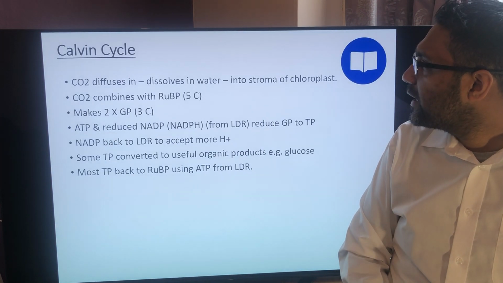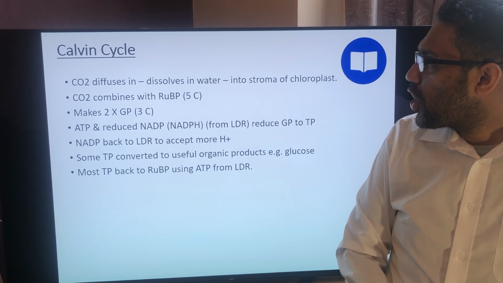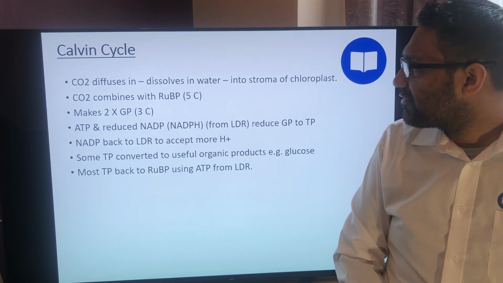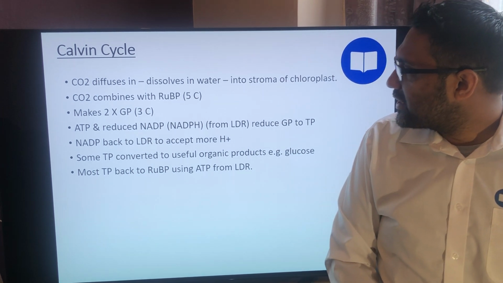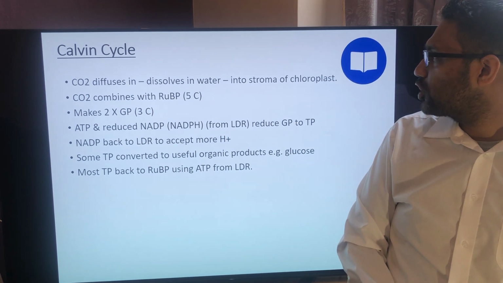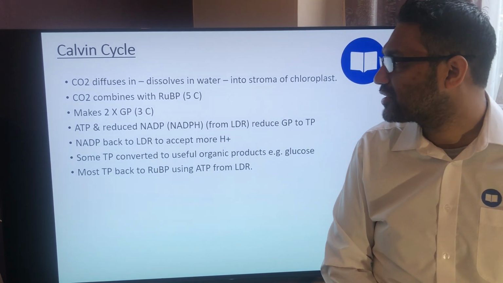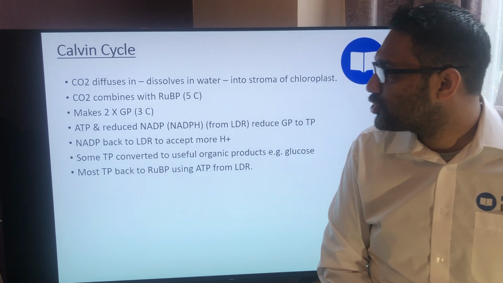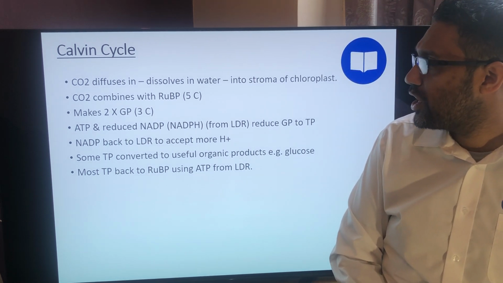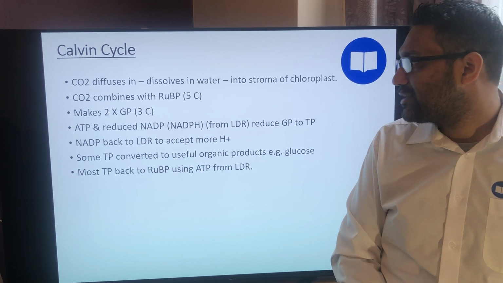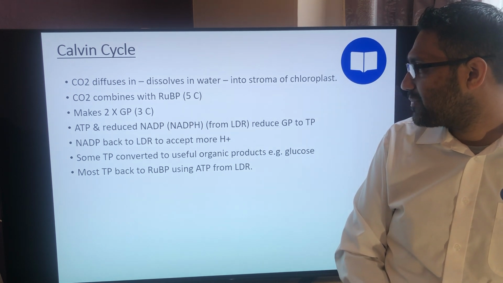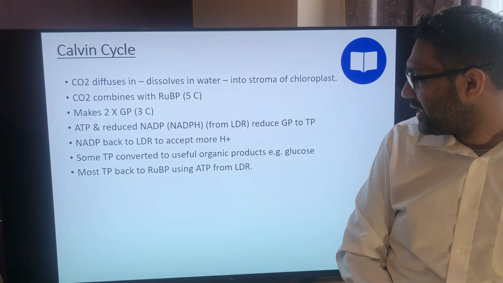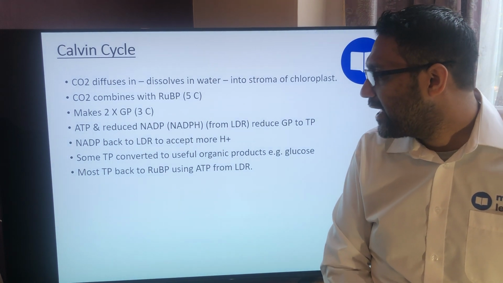Now, where does it start from? So carbon dioxide diffuses in, dissolved in water, into the stroma of the chloroplast. The carbon dioxide then combines with your 5-carbon RuBP. You end up making 2 GPs, your 3-carbon molecules. Your ATP and your reduced NADP, which is your NADPH, from your light-dependent reaction reduces GP to become TP.